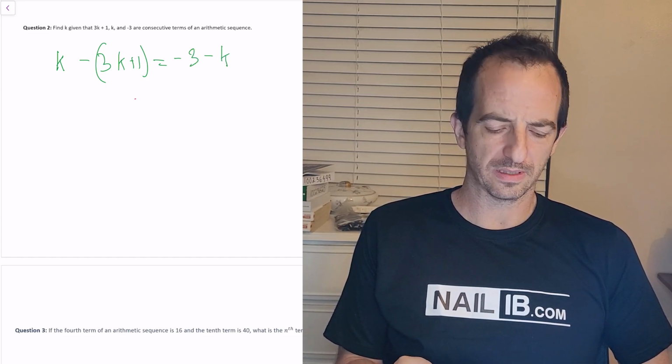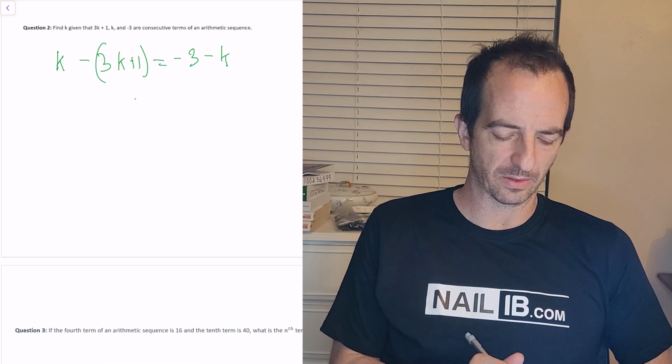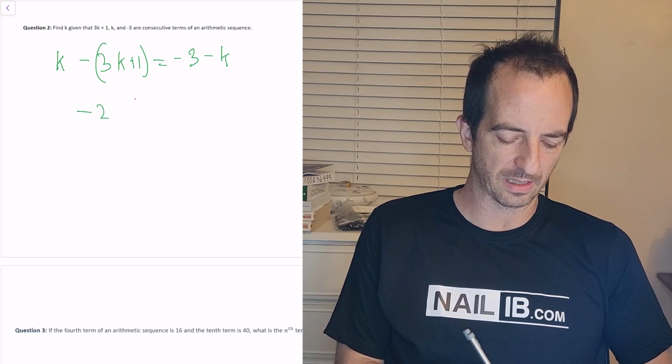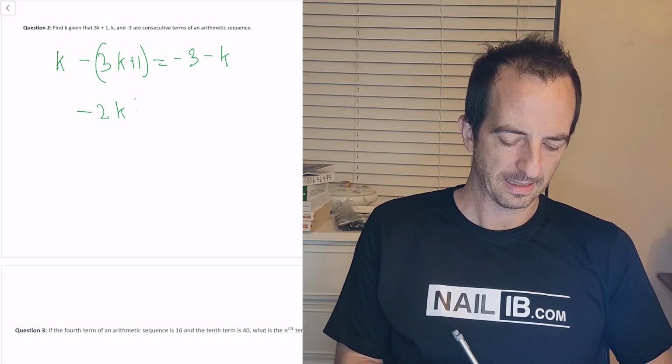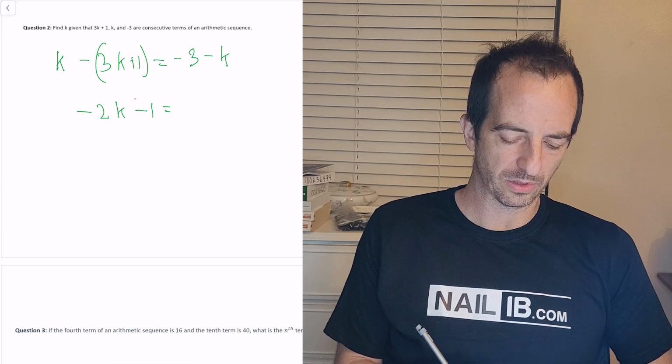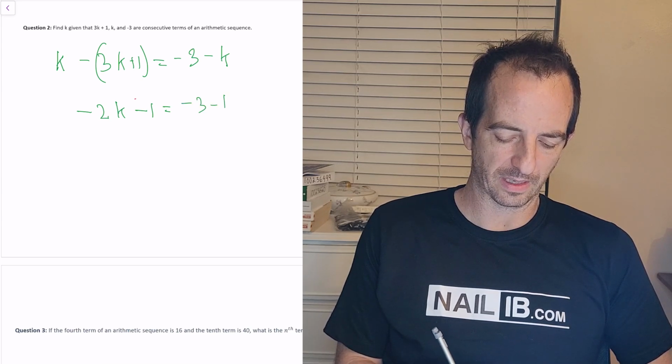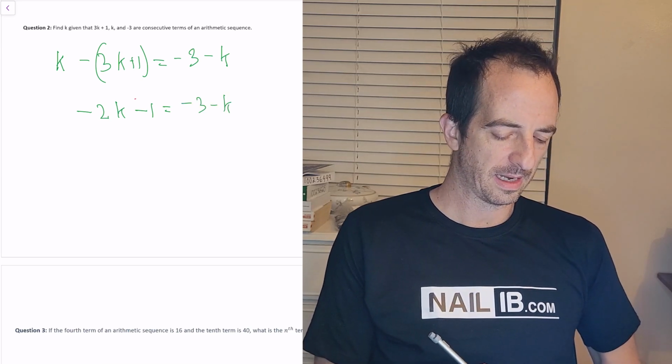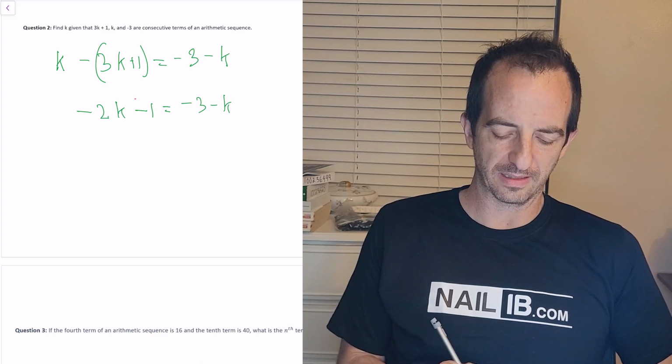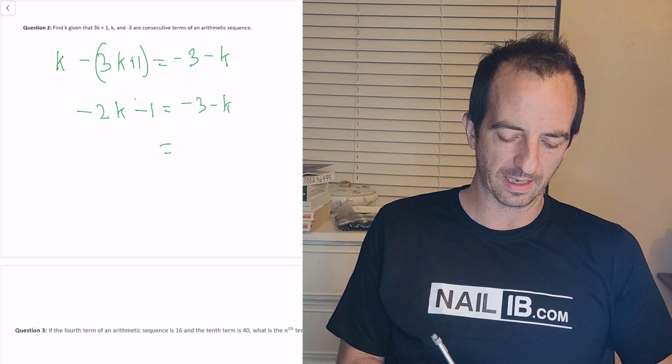Now all you have to do is solve for k, a one variable equation. So k minus 3k is -2k, take away 1, is equal to -3 take away k. And solving for k, I'll move the k's to the right-hand side, so I get 1k on the right.